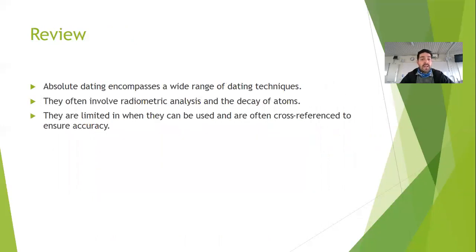So in review, absolute dating encompasses a wide range of techniques, and often it involves radiometric analysis in the decay of atoms, so looking at half-lives. And they're limited when they can be used, but we often will use cross-referencing or multiple different techniques to ensure that they're accurate.